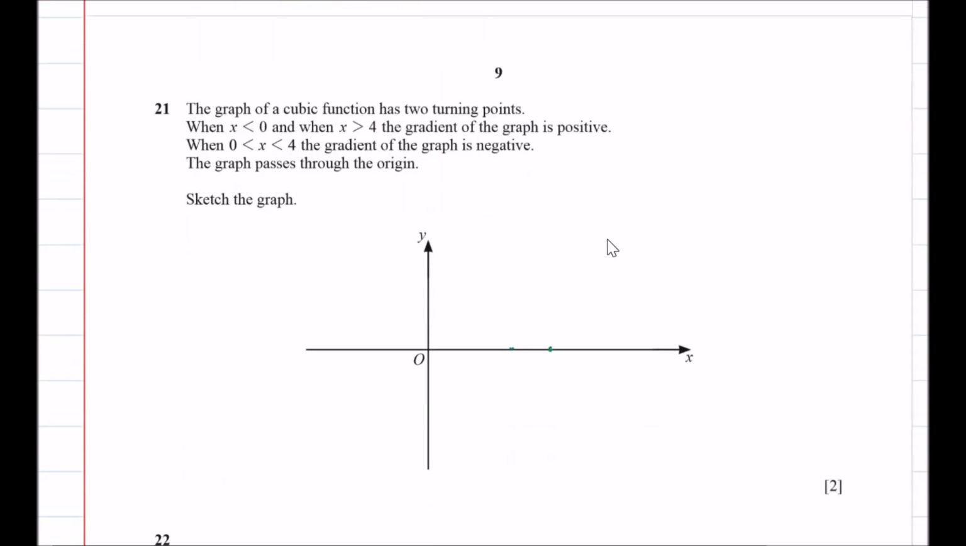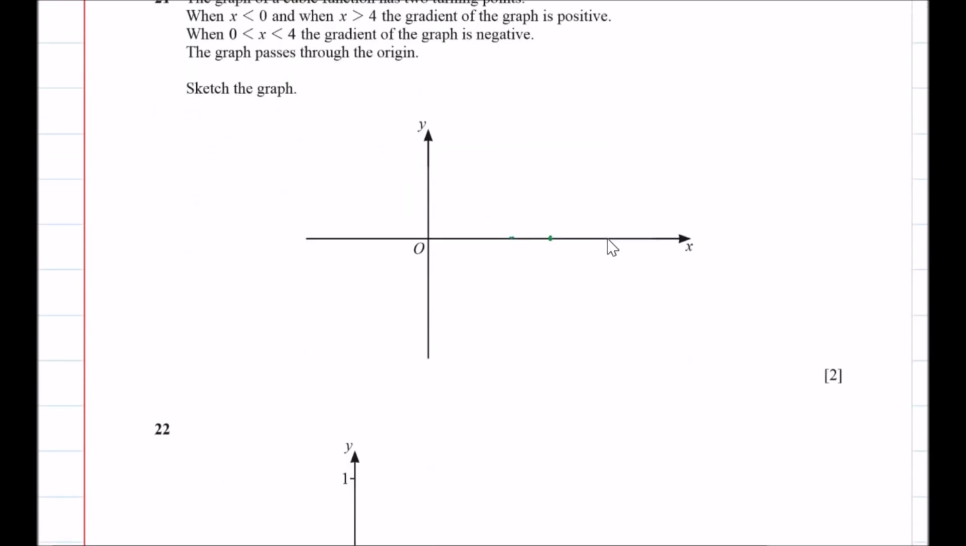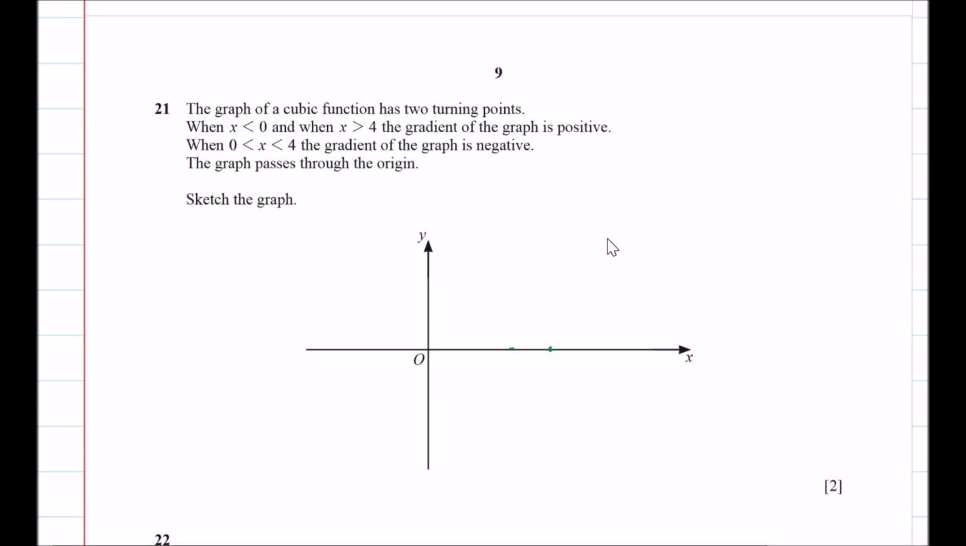Okay. Now sketching graph. The graph of a cubic function has 2 turning points. When x is less than 0 and x is greater than 4, the gradient of the graph is positive. Okay. Now when x is greater than 0 and less than 4, the gradient of the graph is negative. So between 0 and 4, the gradient is negative. The graph passes through the origin. So the graph must pass through the origin.